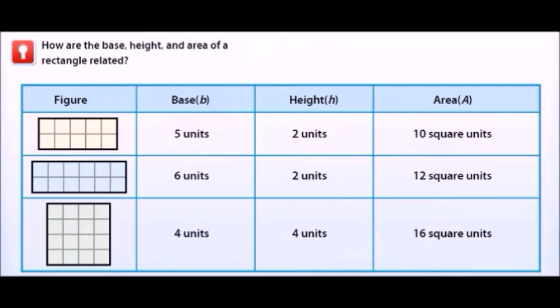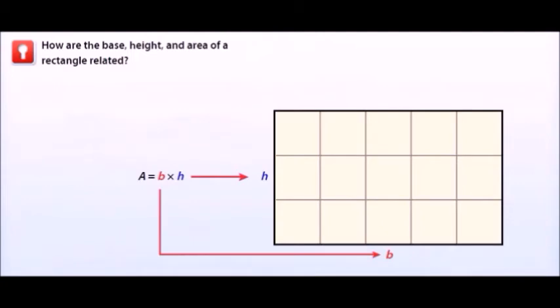Let's go back to the first row. 5 units times 2 units equals 10 square units. The same is true for the second row. 6 units times 2 units equals 12 square units. And 4 units times 4 units equals 16 square units. So you can see that the area of a rectangle is equal to the product of the base times the height.